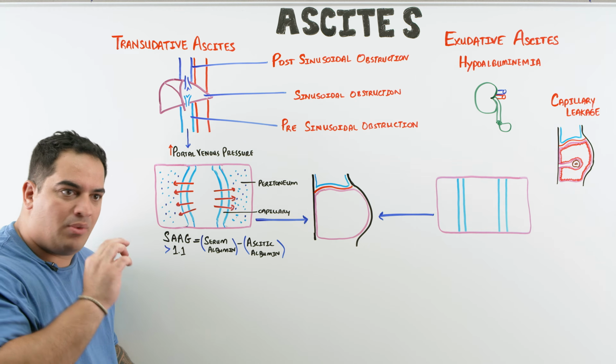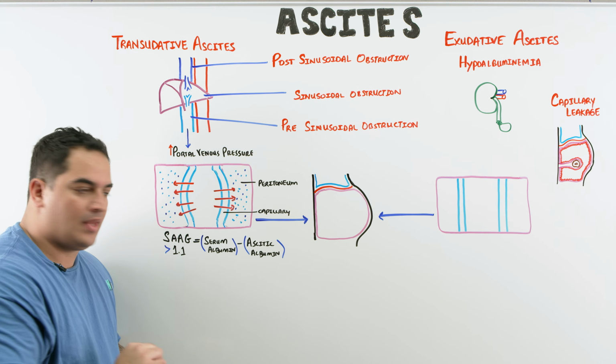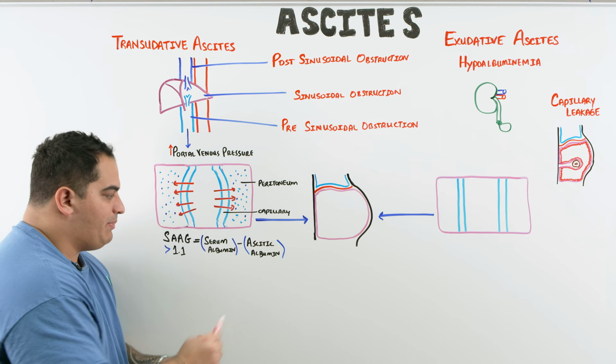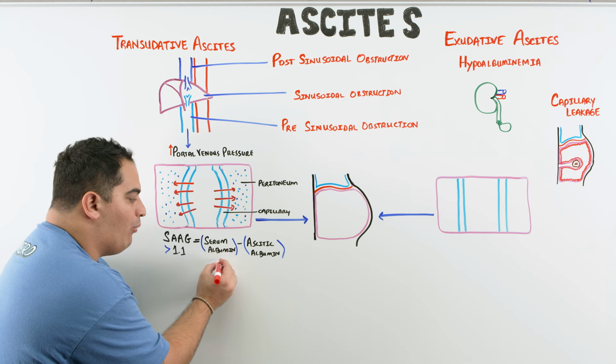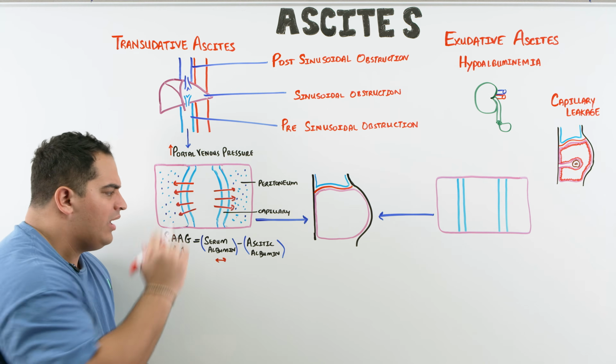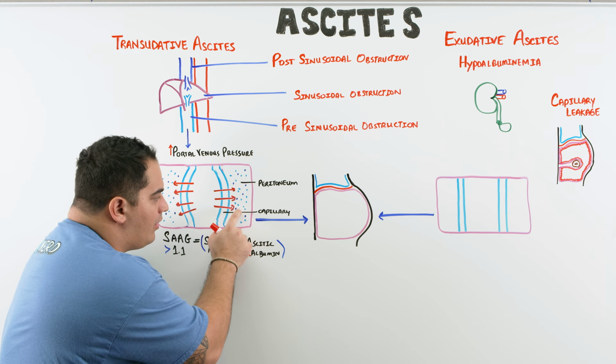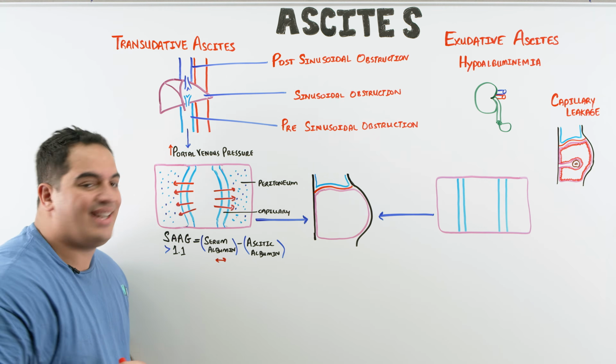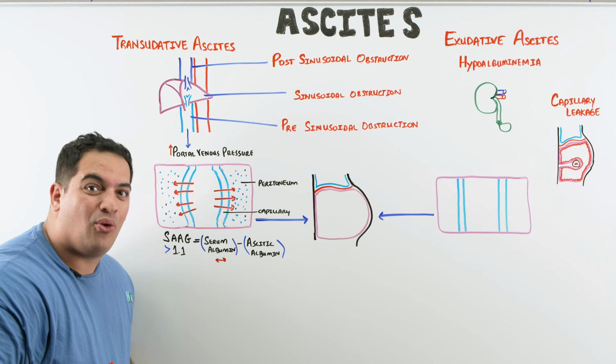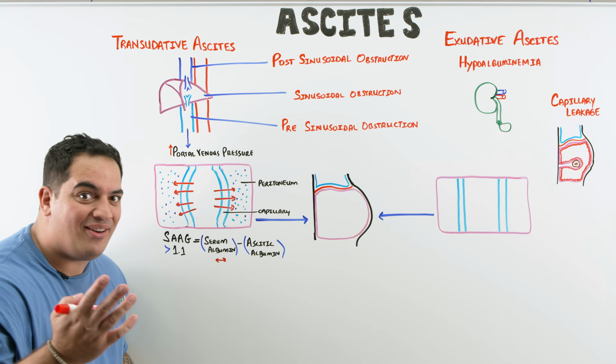Now, here's what I want you to think about. That's a bigger number. Serum albumin in these patients is not usually the problem. We're going to say that this is somewhat normal. But here's the real issue. What did I tell you about the ascitic albumin? Is it a lot or is it a little? I said it's very little.